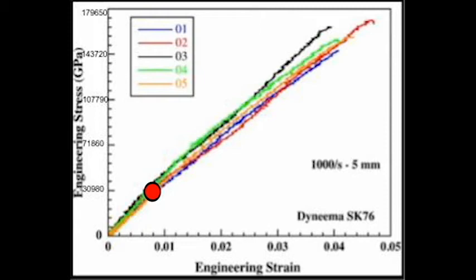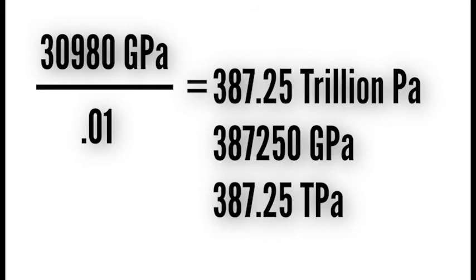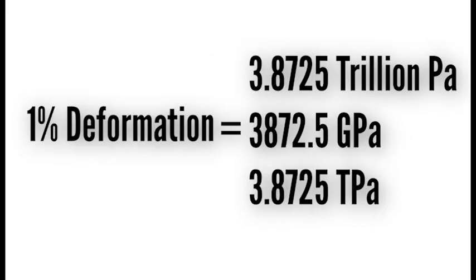If we divide the stress by the strain, we'll get the Young's modulus, which actually turns out to be 387.25 trillion pascals, 387,250 gigapascals, or 387.25 terapascals. This means that to deform just 1%, a stress of 3.8725 terapascals is needed.